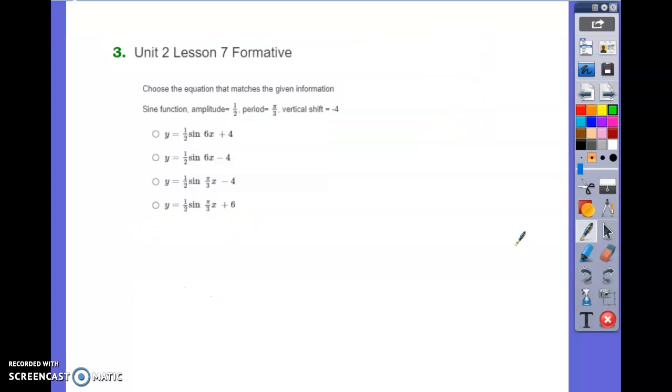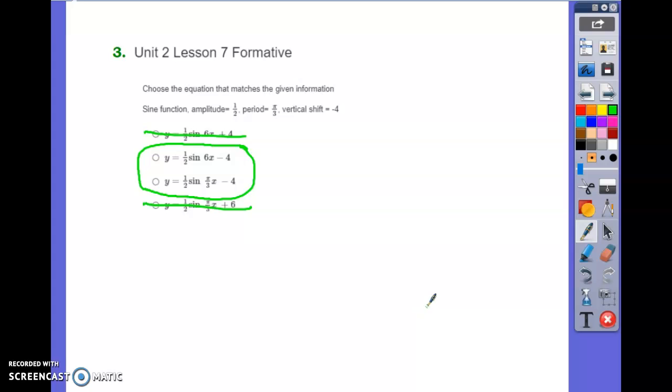Number 3, choose the function that matches the given equation. All right, they're all sine functions. The amplitude is 1/2, they're all 1/2. The period is pi over 3, we'll come back to that in a second, and the vertical shift is negative 4. So the vertical shift is at the end. Well, we know it has to be this one. Wait a second, no, we've got one other minus. It has to be one of these 2, so we'll cross off A and D. I don't know if yours are in the same order as mine.